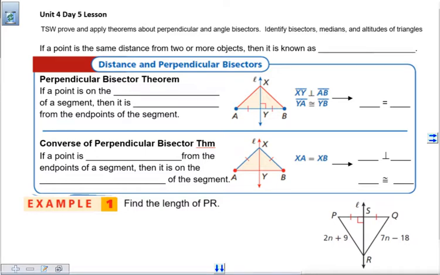Today we are going to look at different bisectors and lines that go through triangles. So first, a vocabulary word, equidistant. Equidistant is just what it sounds like. It's a point that is the same distance away from something else.